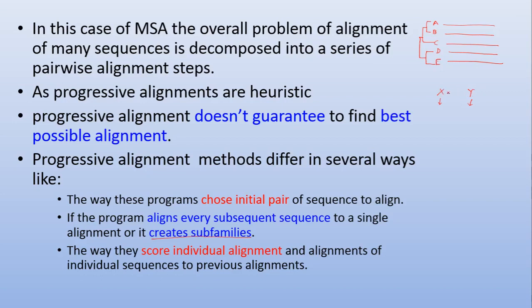Programs based on progressive strategies can also differ from each other in the way they score individual alignments, or the way they score the alignment of an individual sequence to the previous alignment that has already been generated. So scoring can be a criterion in which two alignment programs can differ. They can differ in the way they select the initial pair, or on the basis of how they align the sequences, whether they create subfamilies or subsequently go on progressively adding the remaining sequences left in the set. These are the different ways in which progressive alignment methods differ from one another.